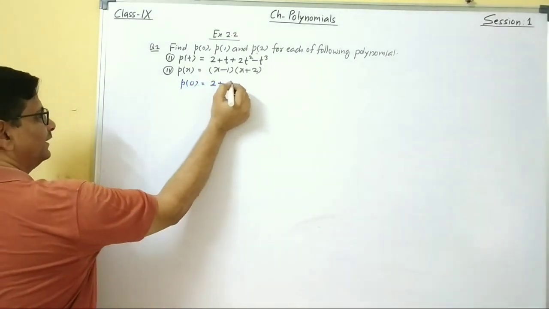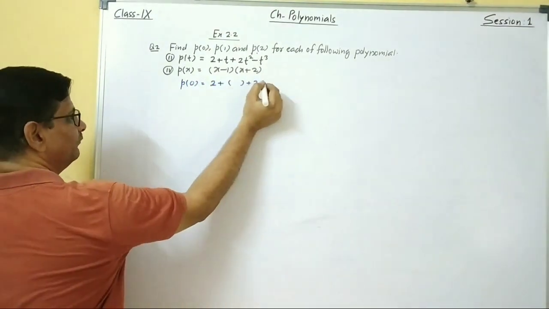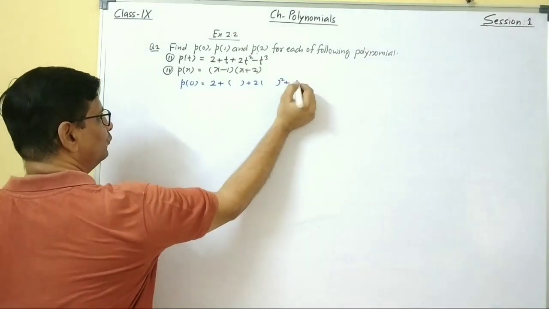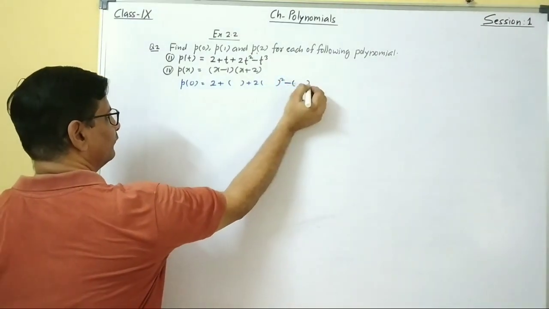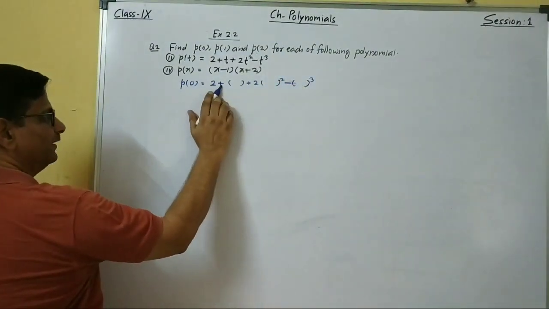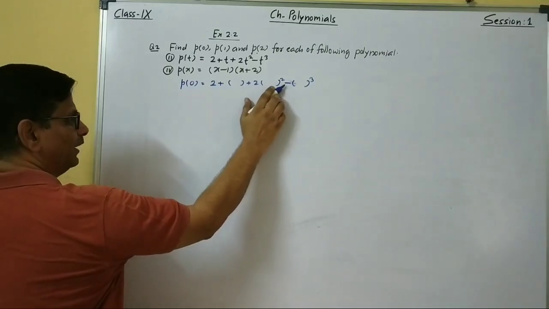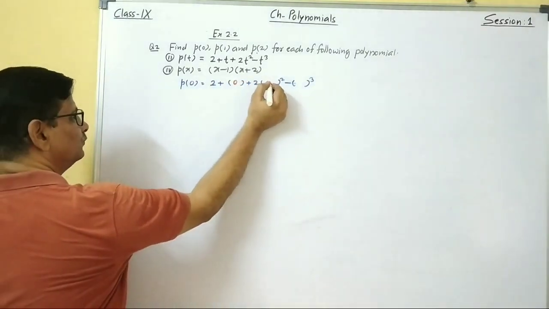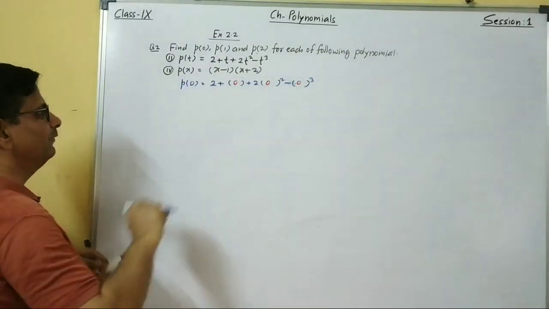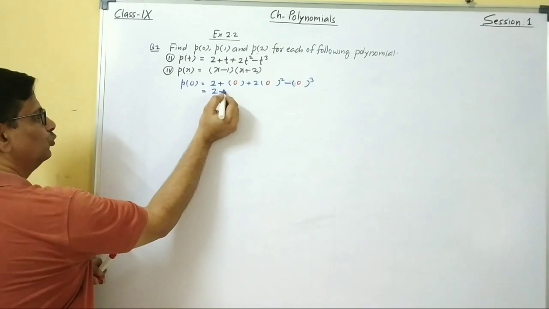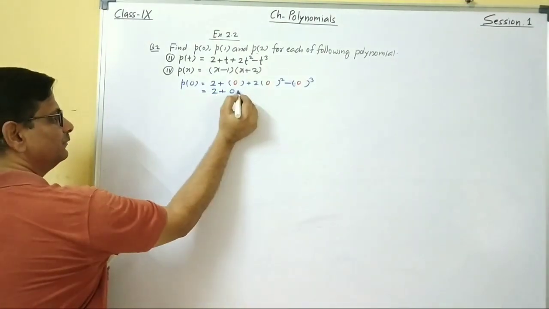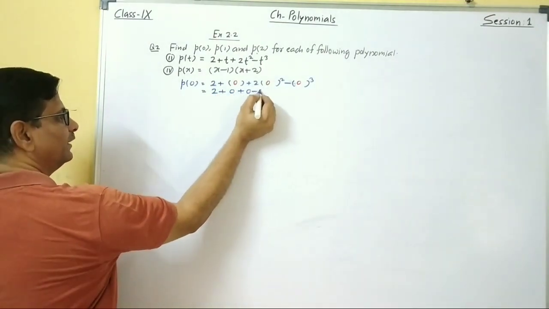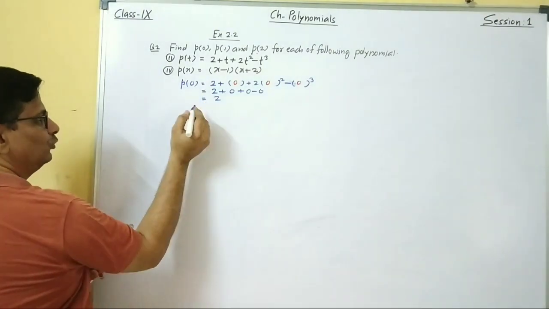That is, wherever t is written, I have to write 0. I have written 2 plus t plus 2t square minus t cube. So here it is 0, 0, 0. Okay. 2 plus 0 is 2, 2 times 0 is 0, and then minus 0, and the answer will be 2.